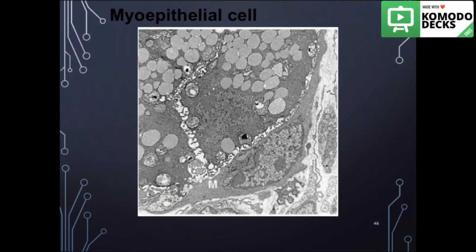Finally, this is an electron micrograph of the myoepithelial cell with its dendritic processes. The nucleus appears flat. In the dendritic processes, we may have actin filaments and cytokeratins also originating from the epithelial cell. These cells are surrounding secretory acini.